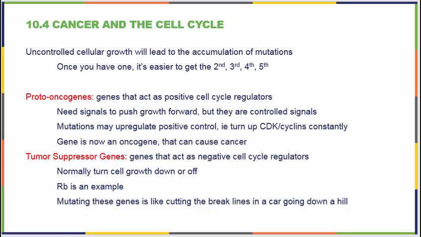On the other side of the coin, there are genes known as tumor suppressors. These genes act as negative cell cycle regulators. They normally turn cell growth off or at least turn it down. RB, which we've just discussed, is an example. Mutating these genes is like cutting the brake lines on a car going downhill. They should be shutting off growth, they should be slowing the process down, but unfortunately they do not. So the cell cycle, while regularly controlled, can get out of whack and cause major illness.